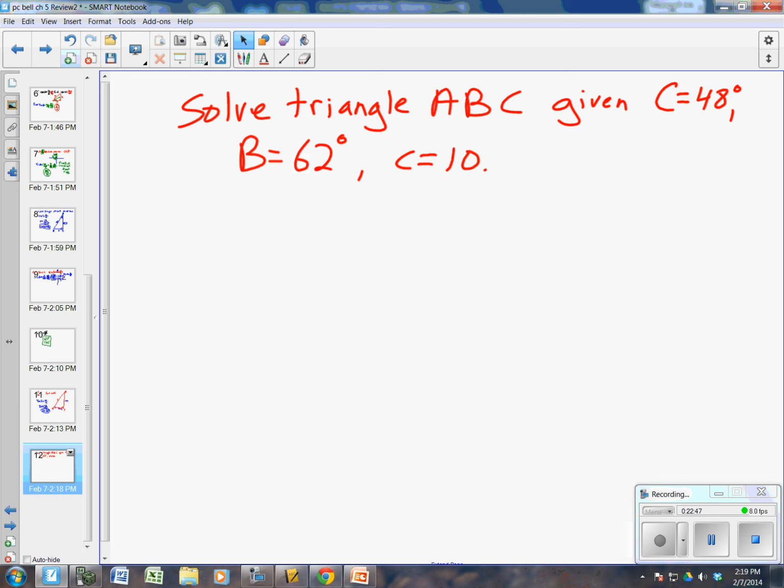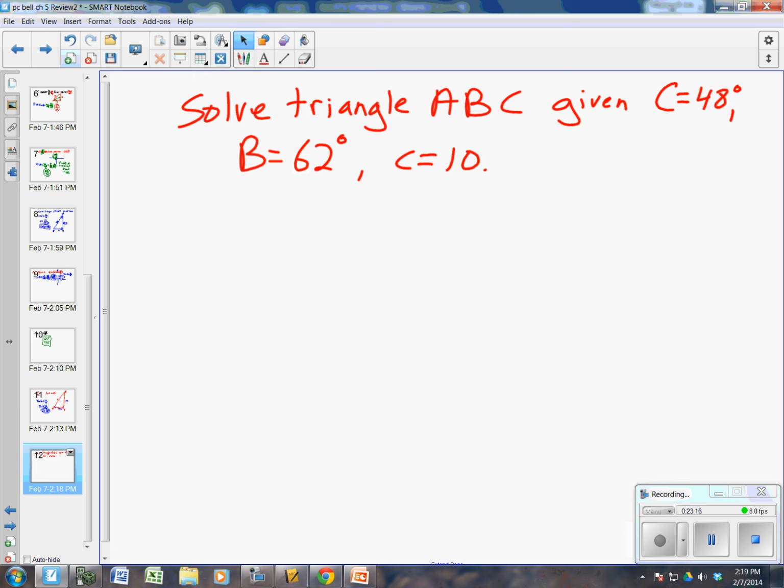I'm giving you 2 angles, right? So would the third angle be 90? Huh? What's 62 plus 48, you guys? It's 110. Subtract that from 180, and what do you get? 70. So the other angle is 70. So is this a right triangle? No. So what kind of triangle is it? Oblique. It's an oblique triangle.